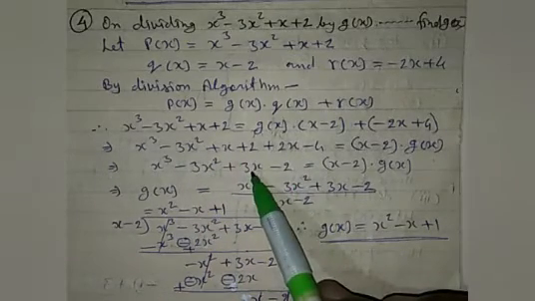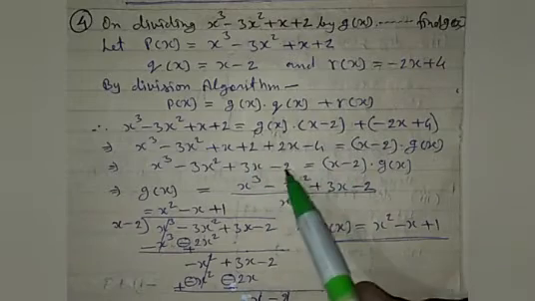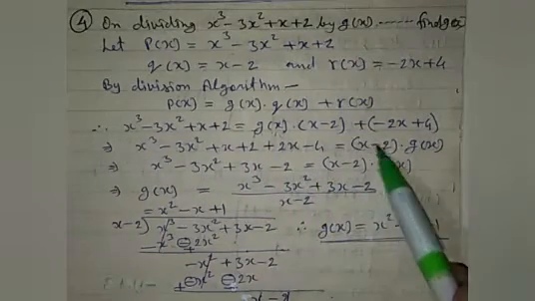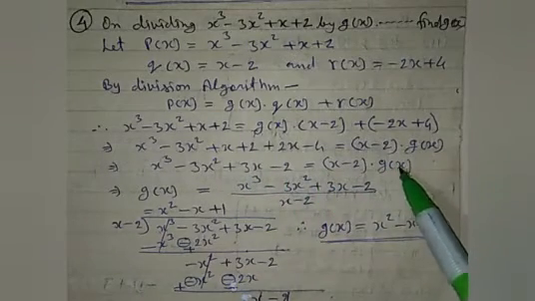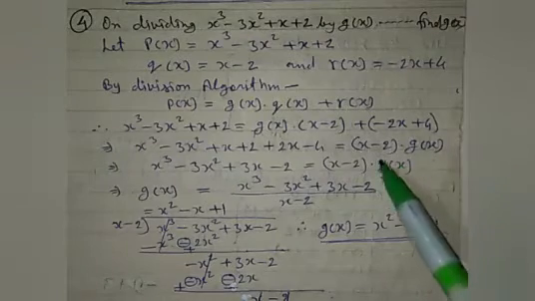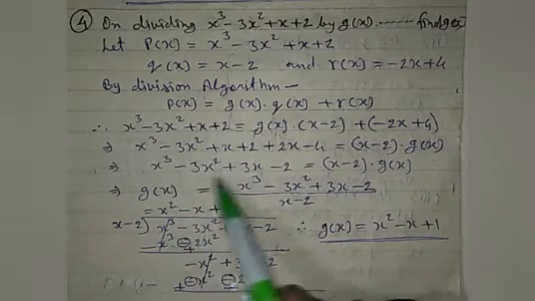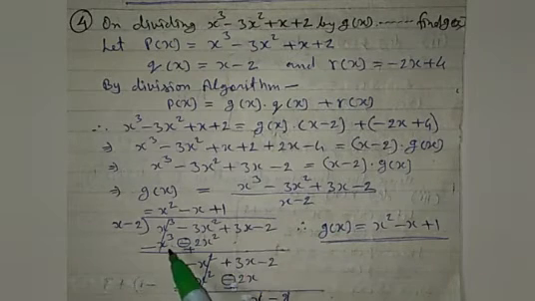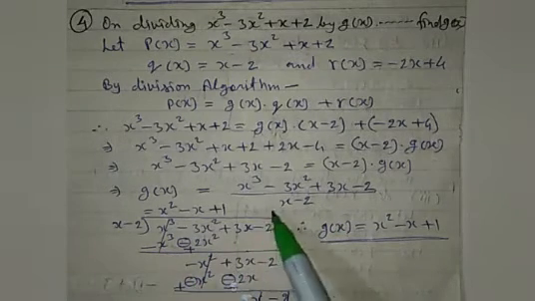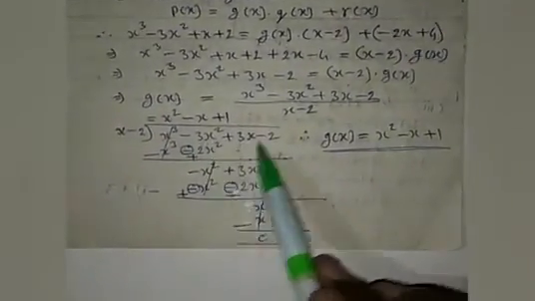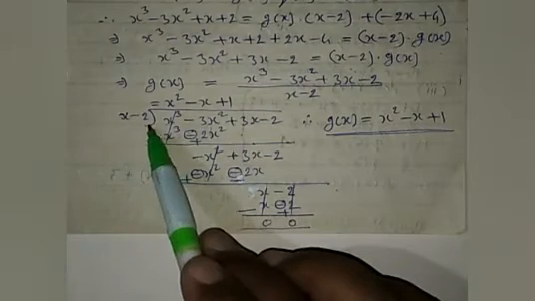So here on adding these terms you will get x cube minus 3x square plus x plus 2x will be plus 3x, here plus 2 and minus 4 will be minus 2. That is equal to x minus 2 into gx. So you have to find here gx. So gx is equal to this divided by x minus 2. So here you have to follow the long division method for division. So here x cube minus 3x square plus 3x minus 2 is divided by x minus 2.